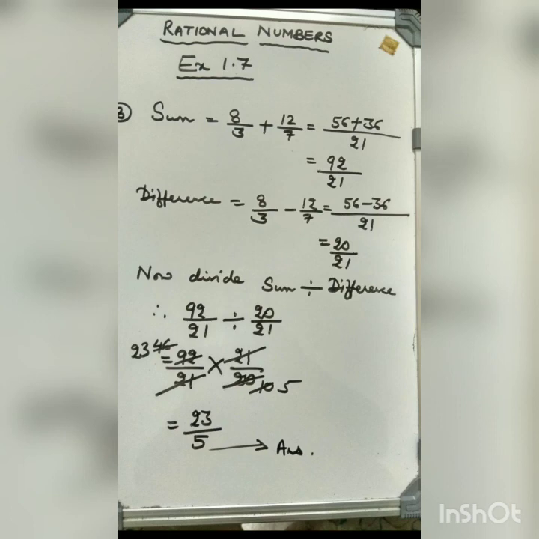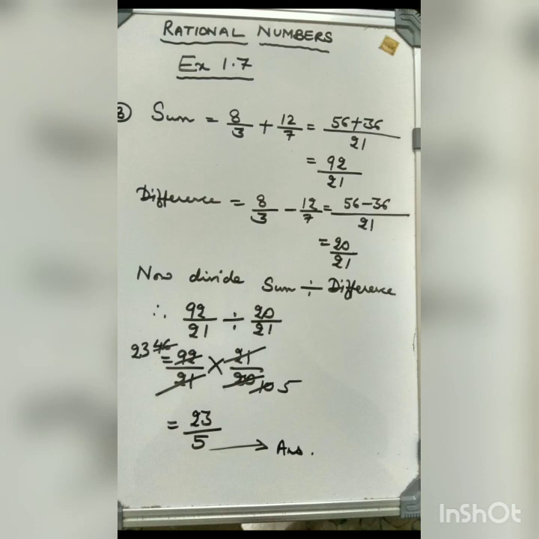Now difference, 8 by 3 minus 12 by 7. Again LCM is 21. Divide 21 by 3, you will be getting 7. 7 into 8 is 56. Again minus sign will come here instead of plus when you are doing sum. Now 21 divided by 7 is 3. 3 into 12 is 36. So 56 minus 36 is equal to 20 upon 21.